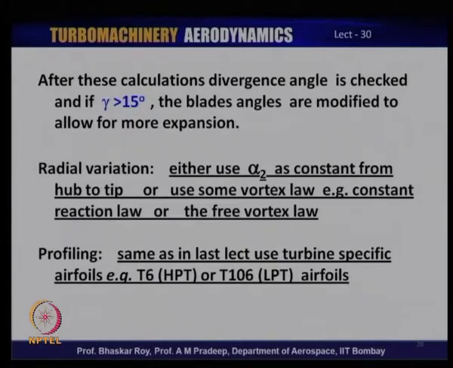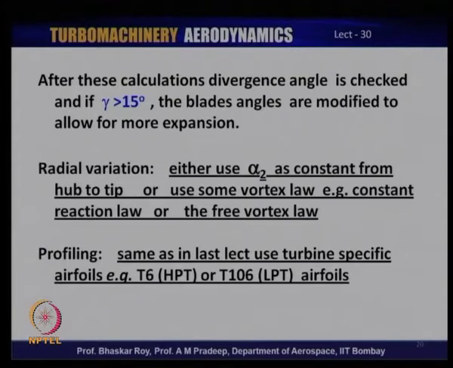In variation across the length of the blade, you may use either a vortex law like free vortex law, or more popularly these days one uses alpha 2 constant as the law that carries the variation from root to the tip of the rotor and stator, and that allows us to calculate all the steps from step 3 onwards all over again to get all the velocity triangles at all the stations from root to the tip of the blade.